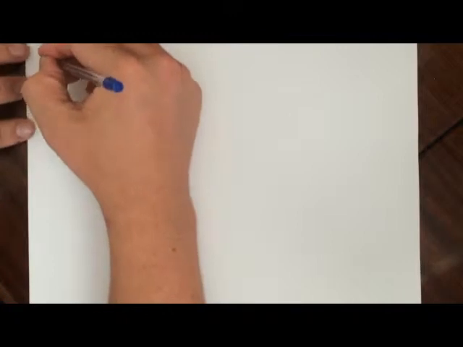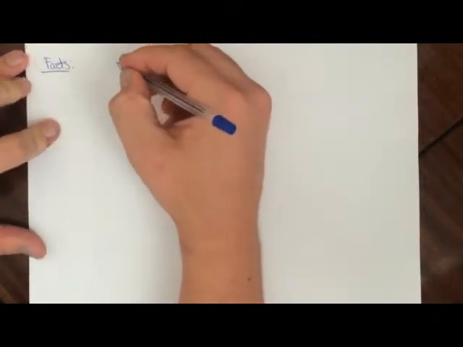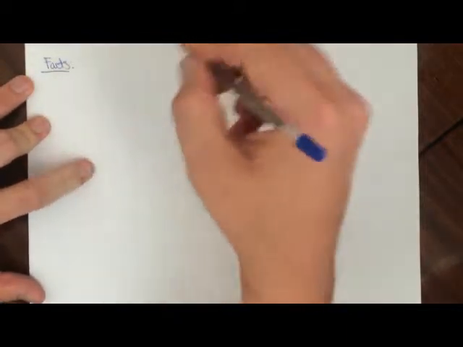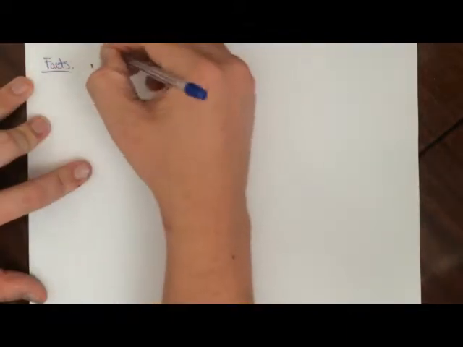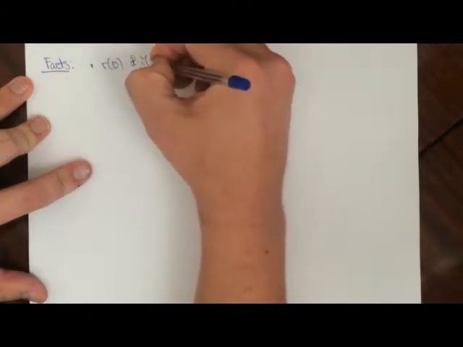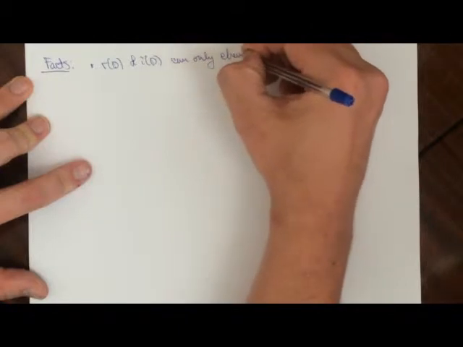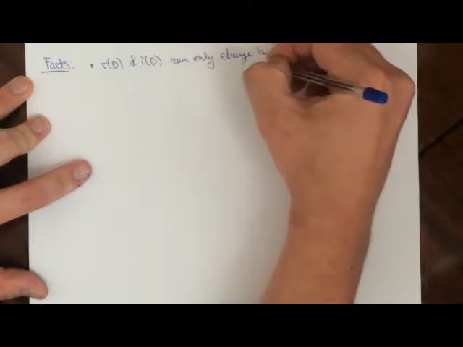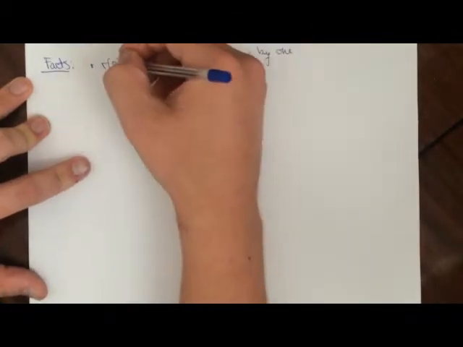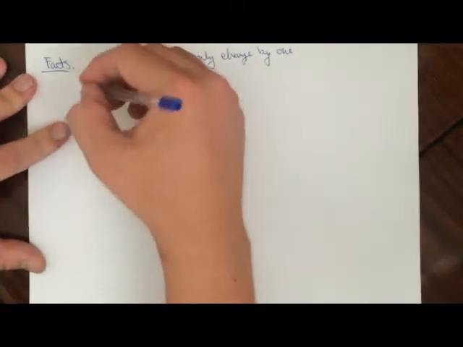Okay, so I'm going to just do some quick Riemann-Roch warm-ups. So r(D) and i(D) I can only change by one. That means if I add a point to this or subtract a point, the values of these will only change by one.